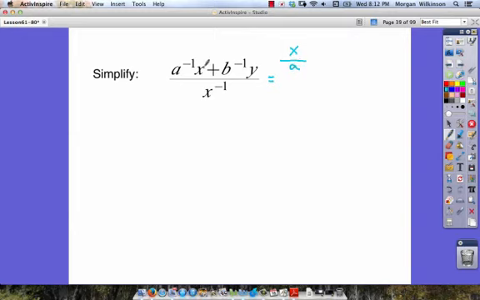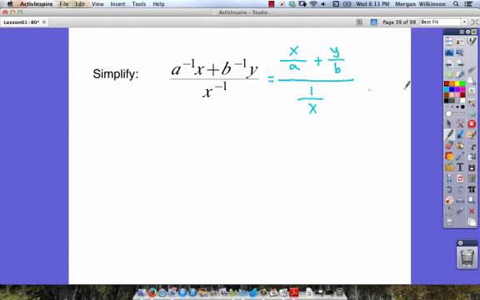So we've got x over a as our first part, plus y over b. And that would be y over b to the first power, but we don't ever have to write to the first power, that's implied. That's our whole numerator. We have x to the negative first power, which is really just 1 over x. And now we can solve.